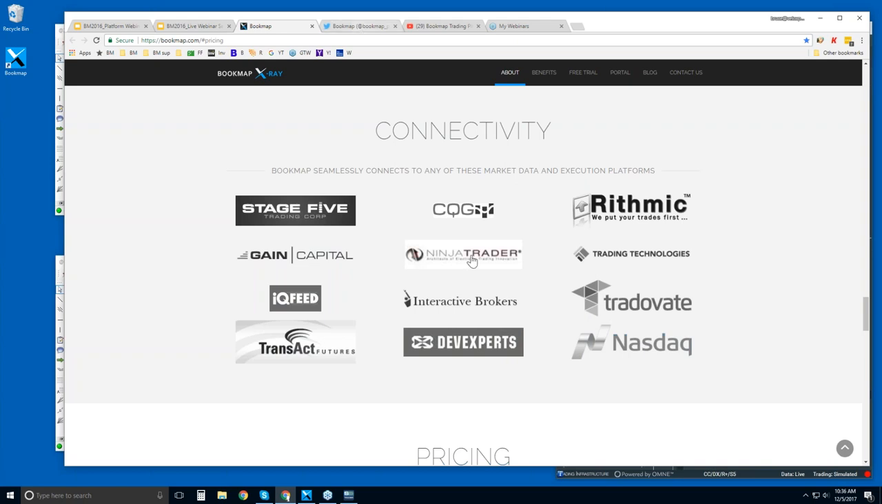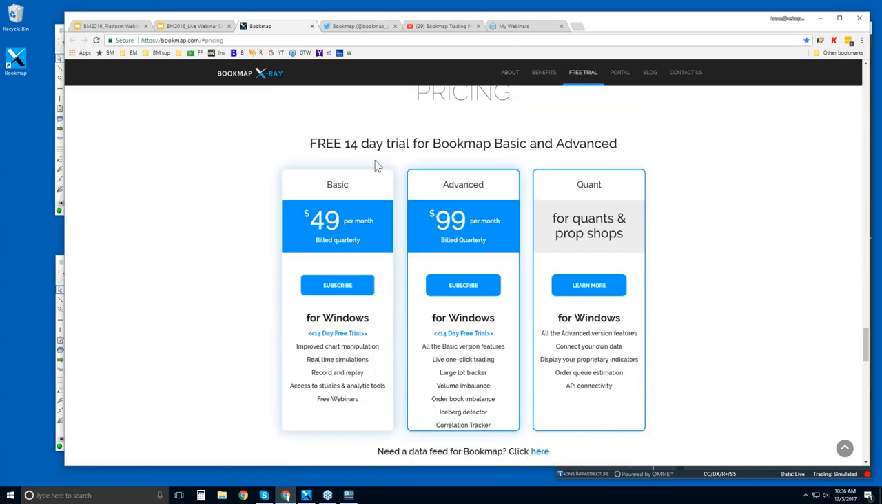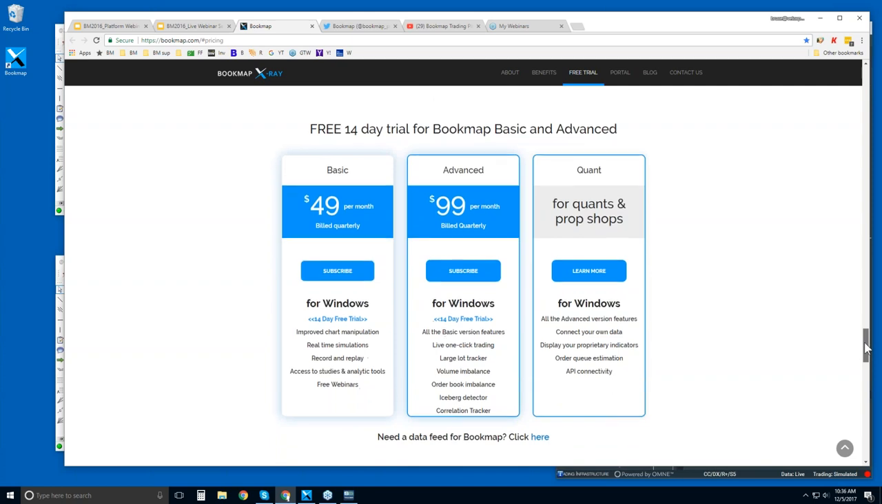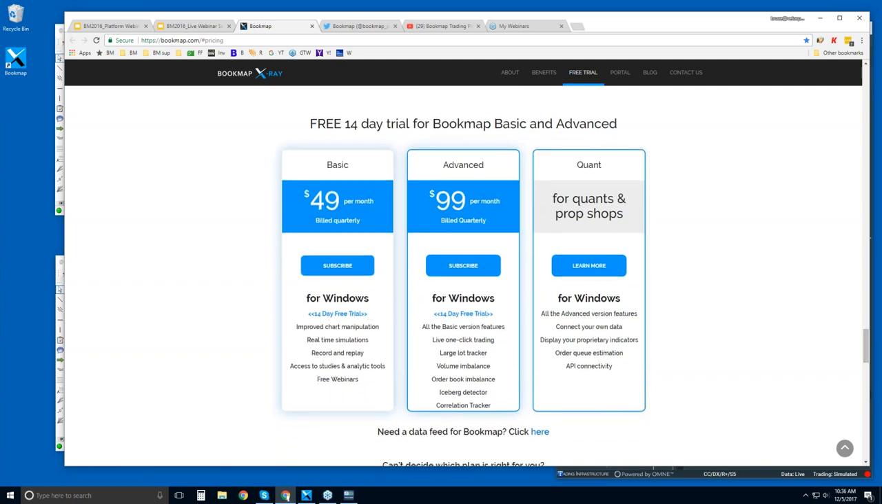All right, pricing, let's go through this. This is for that 14-day free trial, $49 per month, $99 per month. Okay, they are billed quarterly. There are different features between the Bookmap Basic and Advanced. The features are the one-click trading, being able to trade right from the chart, and then these proprietary indicators that we put together.